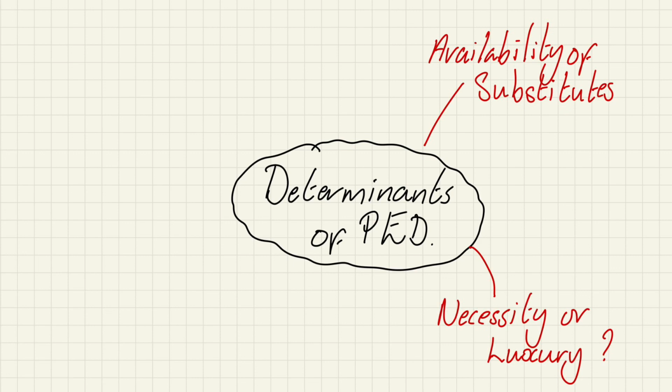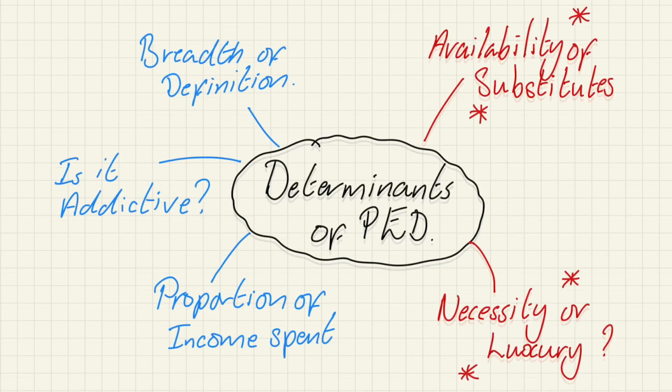So these two determinants that I've got written down on the spider diagram so far, the availability of substitutes and whether the good is a necessity or a luxury, are the ones that we could consider to be the most important. They're certainly the ones that I would be writing about first in any question about the determinants of elasticity. So these next three determinants might be considered the other determinants, as it were. They are significant, but they're not as significant as the availability of substitutes or the degree of necessity or luxury.